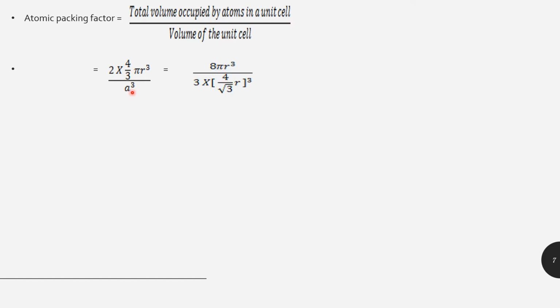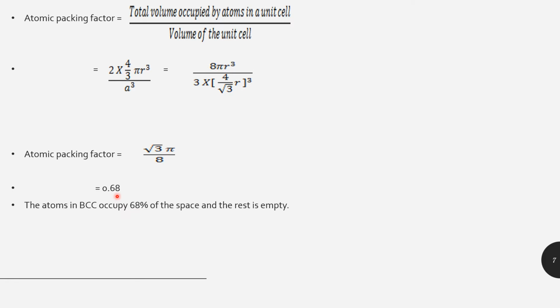You can substitute a as we have found the atomic radius. From that, a is 4r/√3. Solving this, you get √3 π/8, and that is 0.68. In terms of percentage, that is 68%. That is, the atoms in the BCC structure occupy 68% of the space. So it is a tightly packed structure compared to the simple cubic structure.